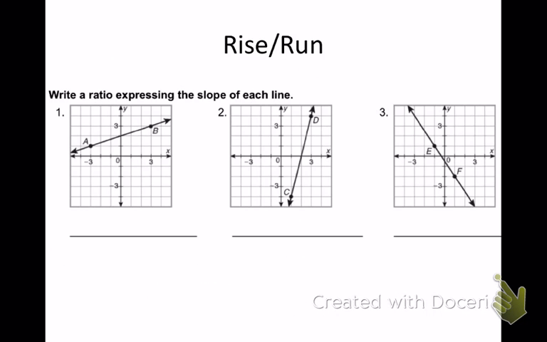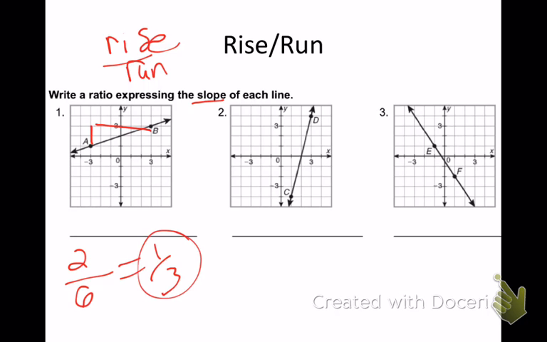First thing we're going to do is look at these 3 problems and find the ratio of the slope. Again, what's the ratio of the slope? It's the rise over the run. So if I look here at number 1, A to B, I'm going to rise how many? 2. And I'm going to run how many? 6. So 2 over 6, which simplifies to 1/3. There's my slope, 1/3. For number 2, I'm going from C to D. How many should I rise? 8, over 2, so 8 over 2, which is 4 over 1.